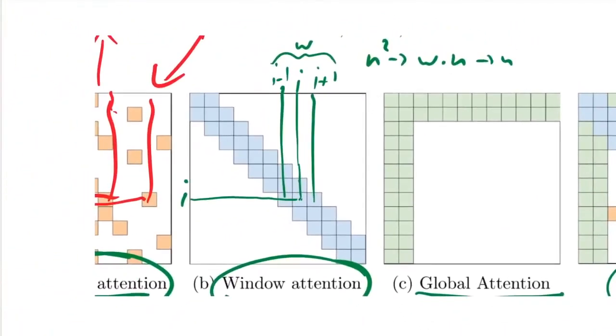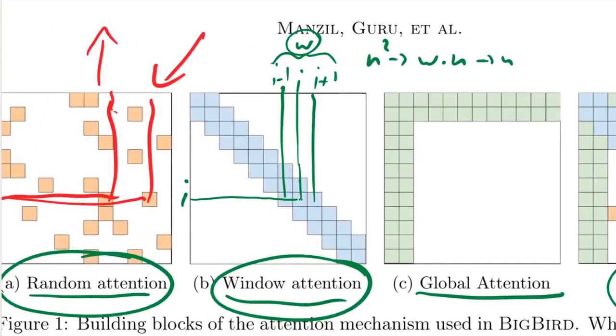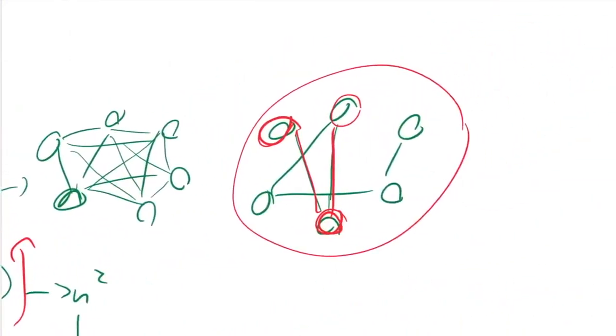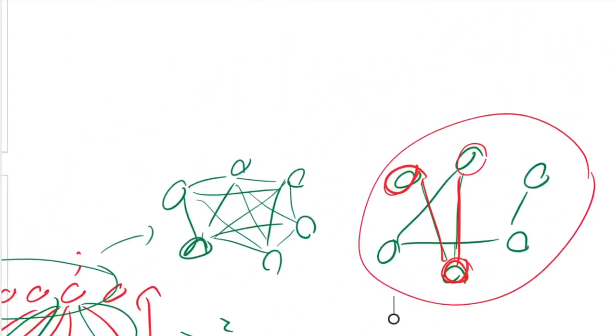Again, the window here has exactly the same properties as the random attention. So instead of a fully connected graph, you have a sparsely connected graph. Now, if you have random attention, the sparsely connected graph is like the one on the right.